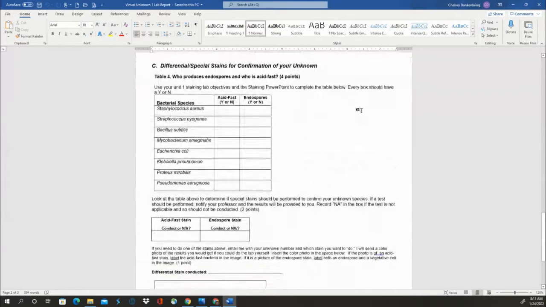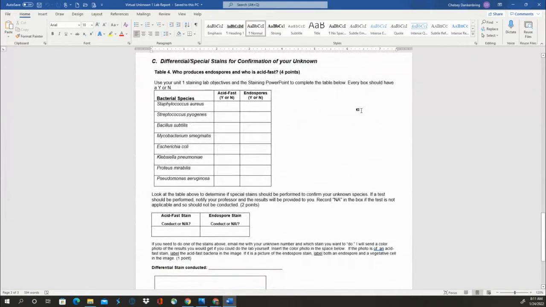So then you're going to get down to differential stains, okay, which we'll be talking about in lab soon, and you're going to learn that only certain organisms will have the acid-fast stain done on them. Only certain organisms will have the endospore stain done on them. And so you're just going to go through here and tell me yes or no.